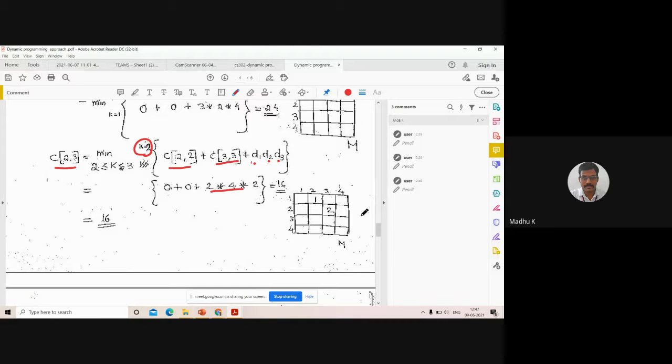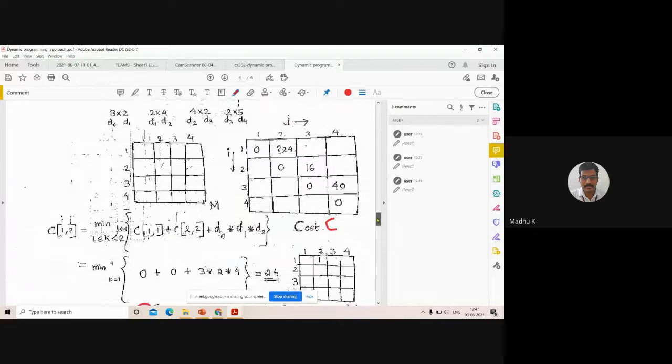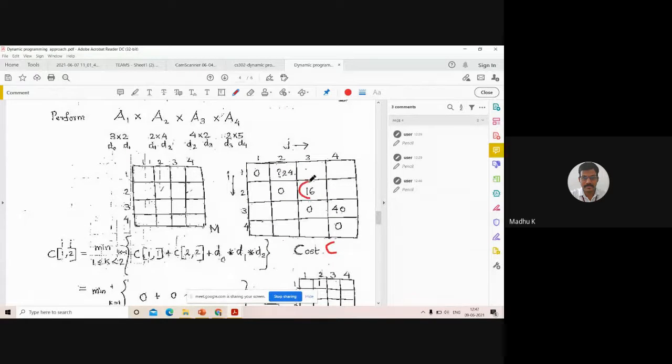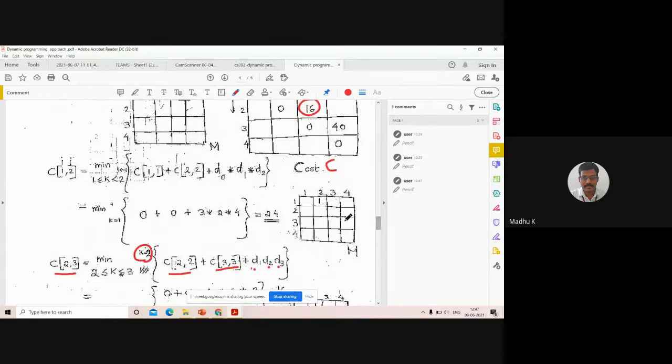So what we will do? We will update 16 here. First we updated this one, then we update this one. In parallel, we should update this entry, the 2, 3 entry corresponding to matrix M. What will be this value?